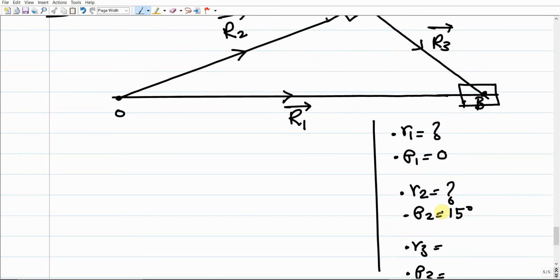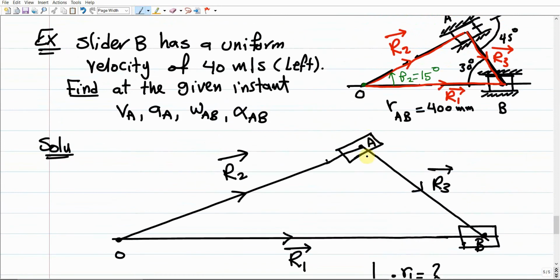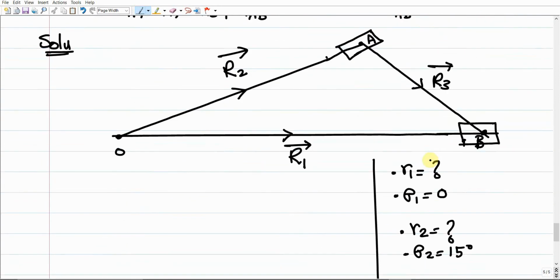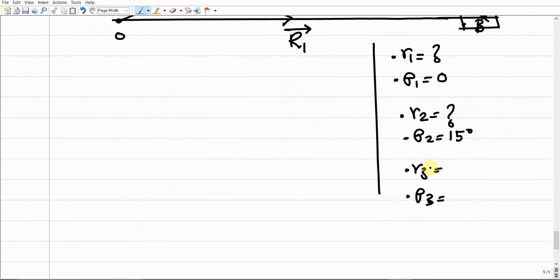How about R3? R3 should be the length of the link EB, and REB is already given as 400 millimeter. So we already have this one as 400 millimeter. If you would like to convert this into meters, that is fine. If you just keep it in millimeters and do all the calculations in millimeters, no problem. It's up to you. Anyway, you have to make sure that you have consistent units.